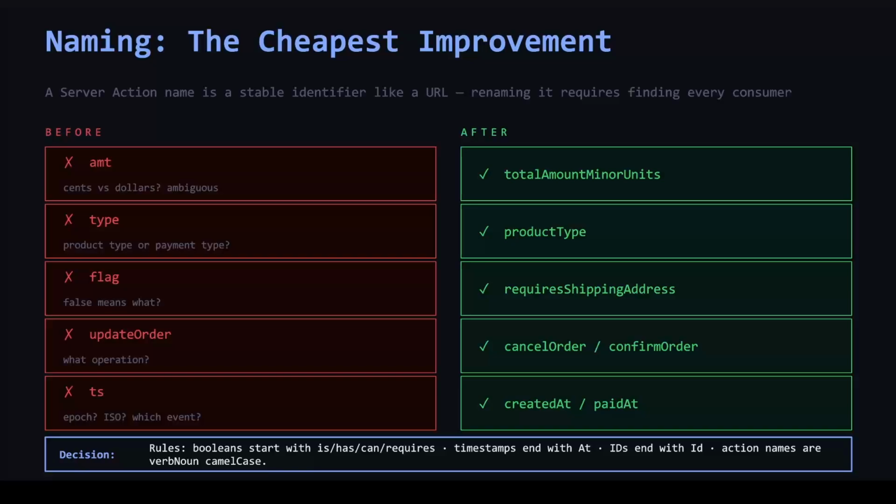The rules that produce these names. Booleans start with is, has, can, or requires. Timestamps end with At. IDs end with Id. Action names are verb, noun, camelCase. These 4 rules cover most of the naming decisions you'll encounter.